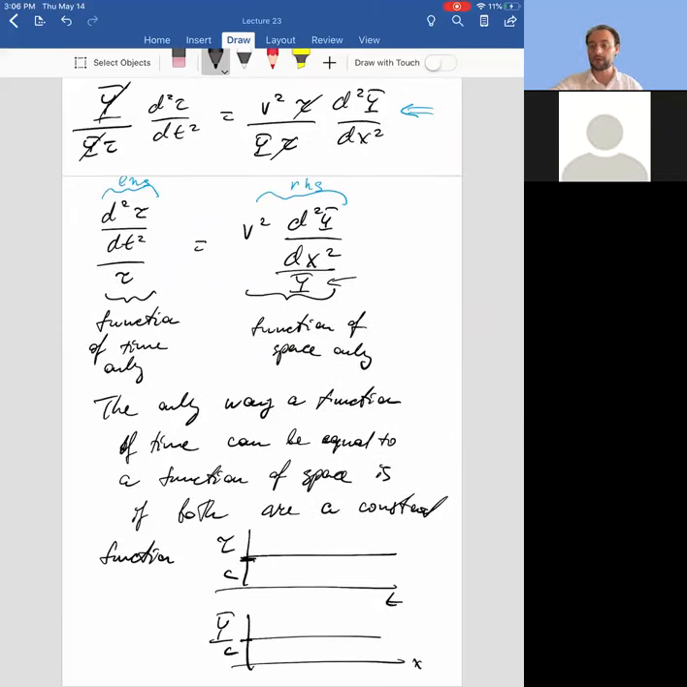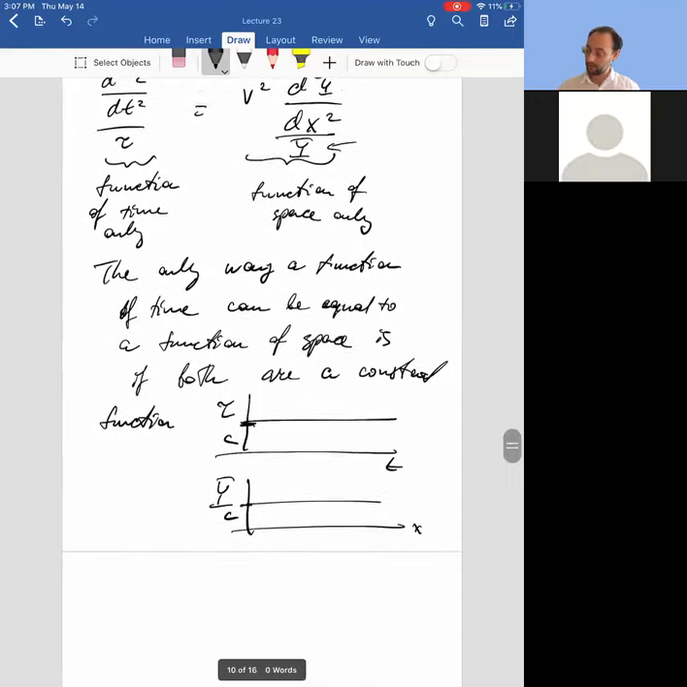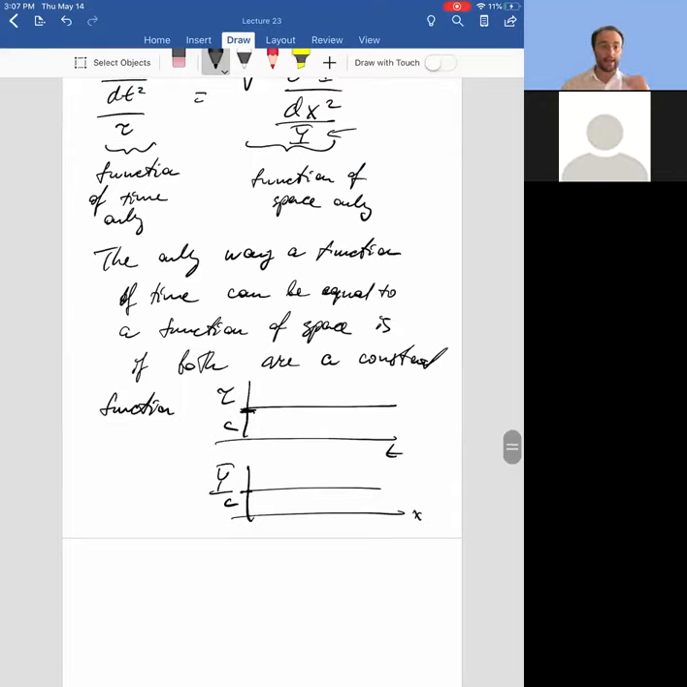But the point is this: now we end up with something that's only a function of time on the left-hand side, and only a function of space on the right-hand side. And the only way that a function of time equals a function of space is if both are a constant. Call that constant C. And so that's where we left off, right?